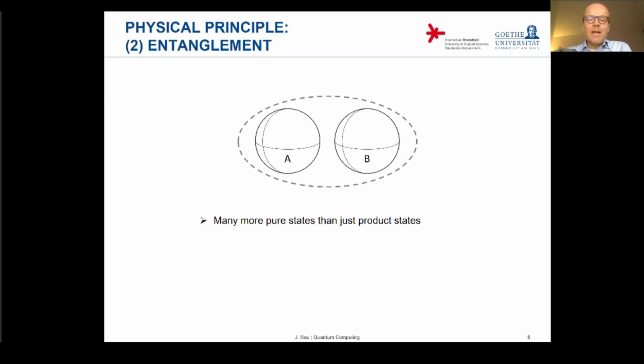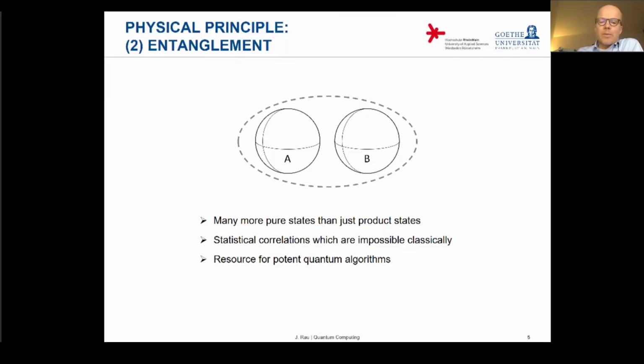But there can be combined states of the two, which cannot be separated into states of the individual qubits. That's something that we will start looking at today. And as I said, this gives rise to statistical correlations, which classically are impossible. And we will find that this is a potent resource for quantum computing. So a lot of algorithms make use of entanglement.